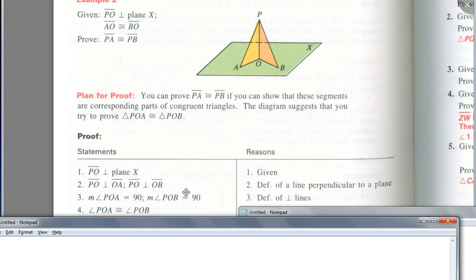If two angles are 90, both of them, are they congruent, Jonathan? Why? I know it, but then I don't know. Let me give you a hint. It's because of the definition of congruent angles.